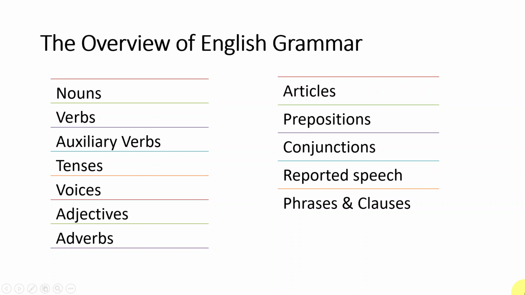So what are the basic parts of English grammar? We have the nouns, verbs, auxiliary verbs, tenses and voices, adjectives, adverbs, articles, prepositions, conjunctions, reported speech, and phrases and clauses. There are a few more topics, but these are the more prominent topics. So let's look at the overview of each and every topic.